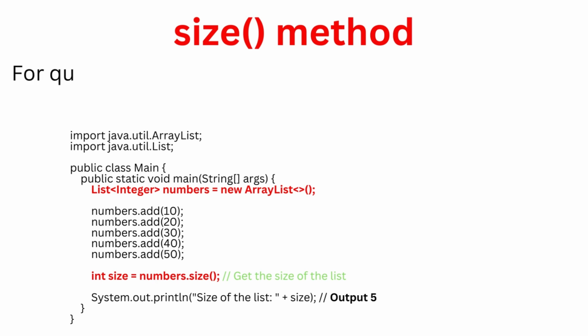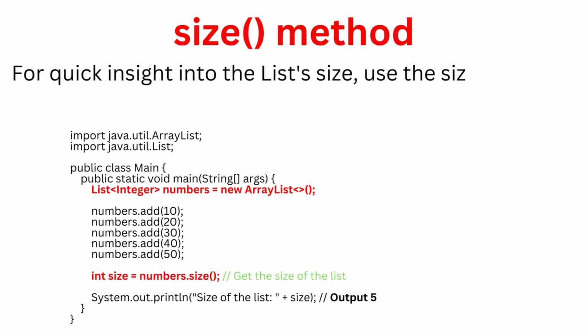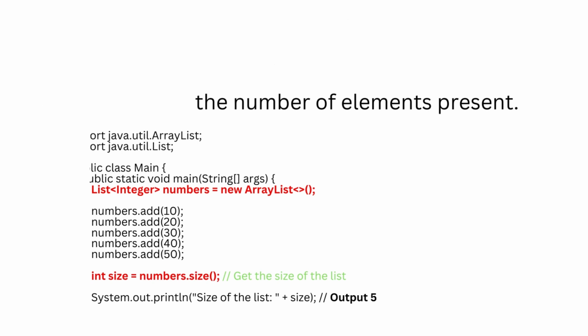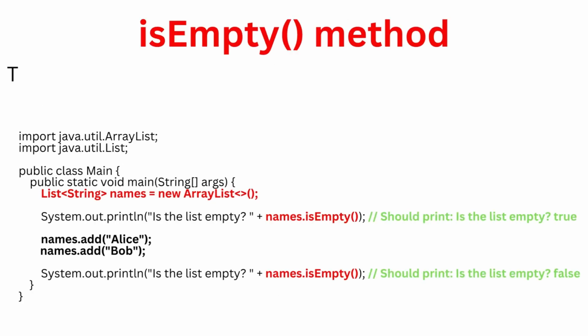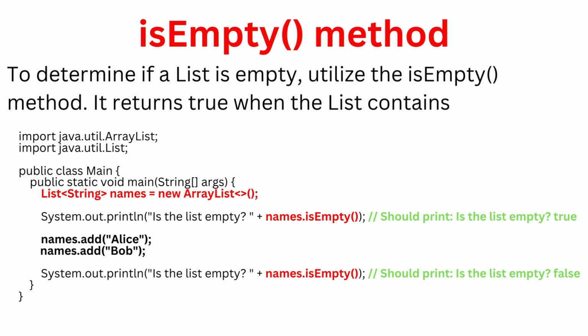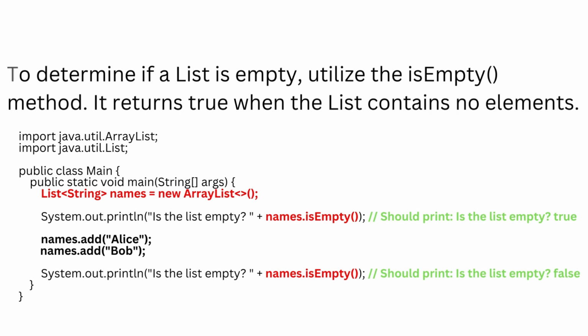Size method. For quick insight into the list size, use the size method. It reveals the number of elements present in our list. isEmpty method. To determine if a list is empty or not, utilize the isEmpty method. It returns true when the list contains no elements, otherwise it returns false.